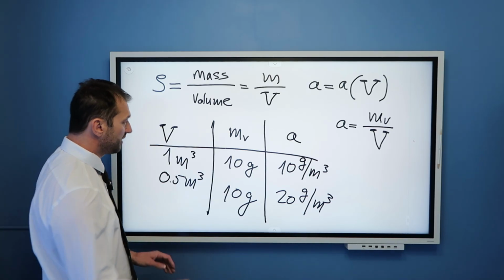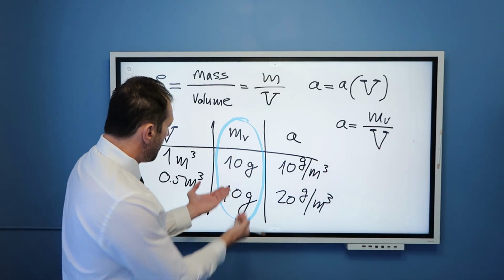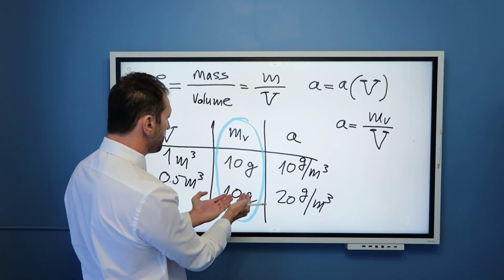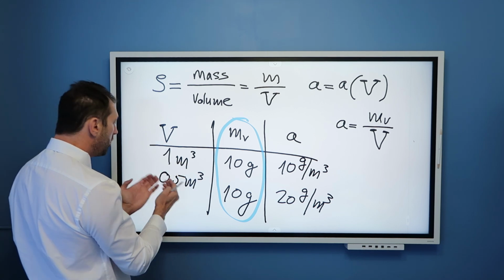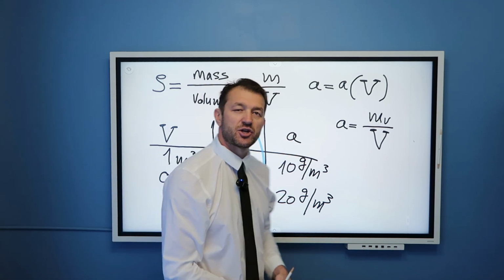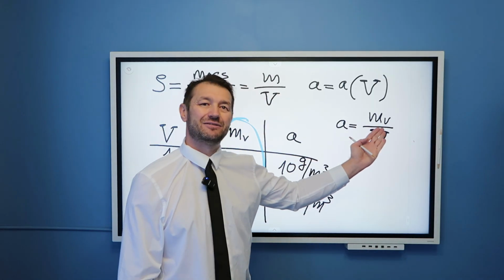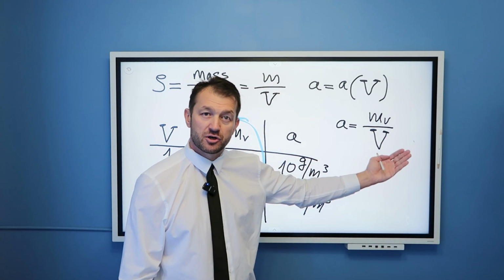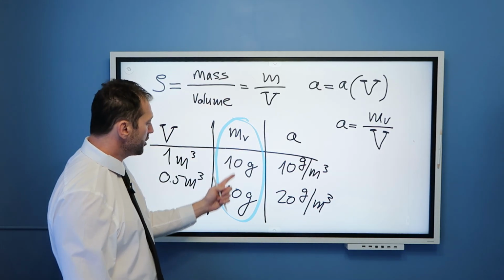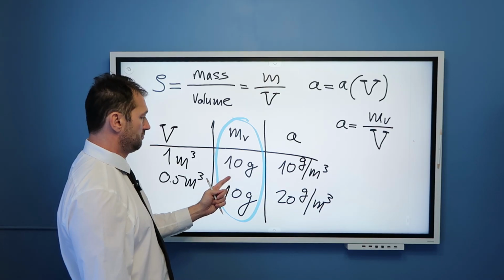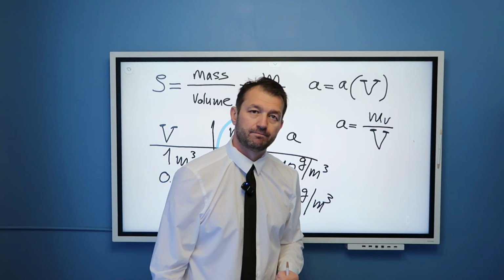So what did we conclude here? Well, we concluded that the amount of water vapor is unchanged. I have 10 grams of water vapor in both parcels. But because I changed the volume of the parcel, this quantity changed. And that's not good. Because this quantity is supposed to quantify how much moisture I have in that volume. And the amount of moisture did not change, but the quantity did change, actually doubled.